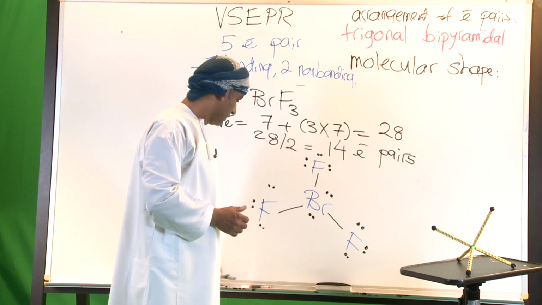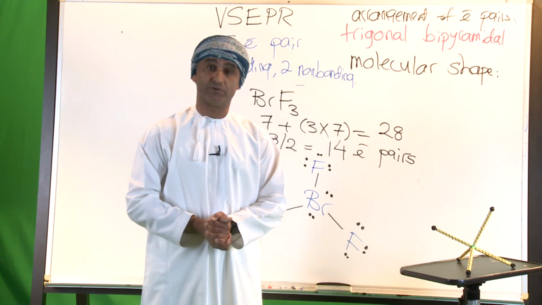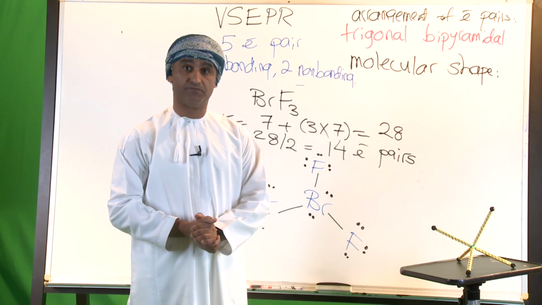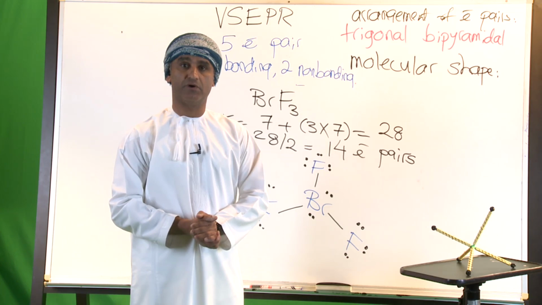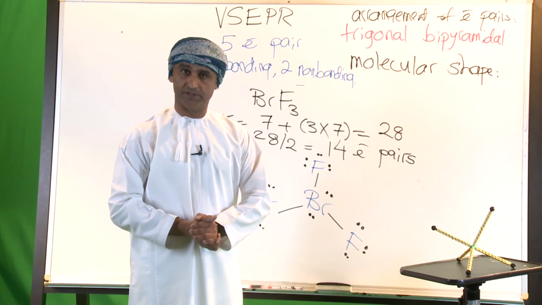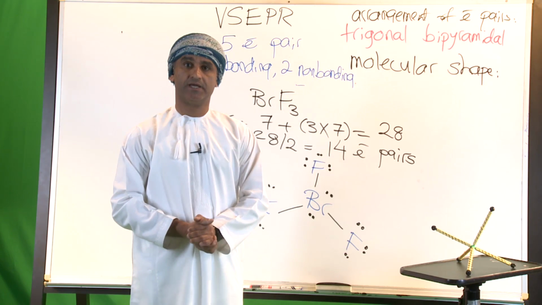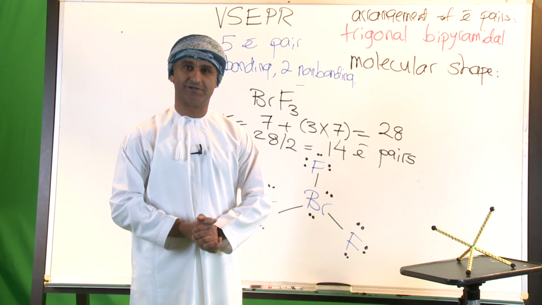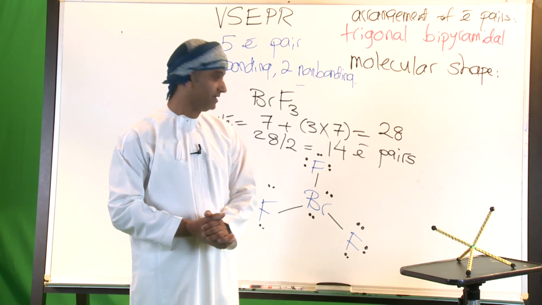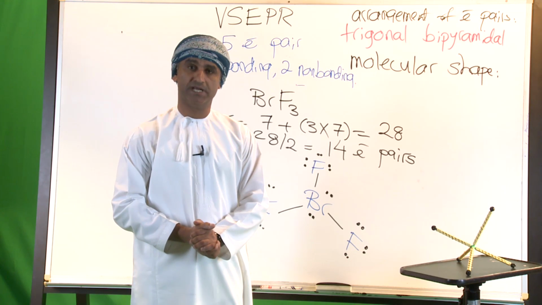The next step would be to predict the arrangement of electron pairs or orbital shape, in this case of bromine trifluoride, and since it's a 5-electron pair case, the orbital shape or the overall arrangement of electron pairs is still trigonal bipyramidal, but the molecular shape may not be trigonal bipyramidal, and that's because there are 2 lone pairs around the central bromine atom.